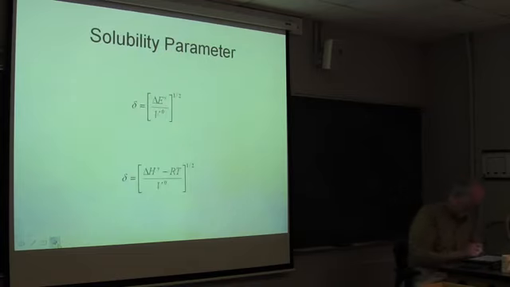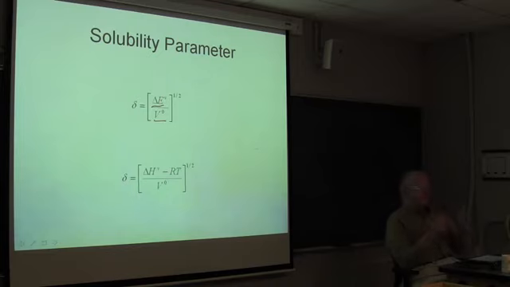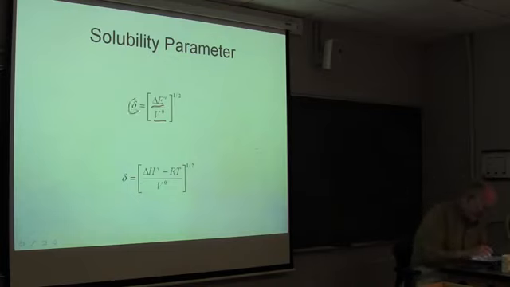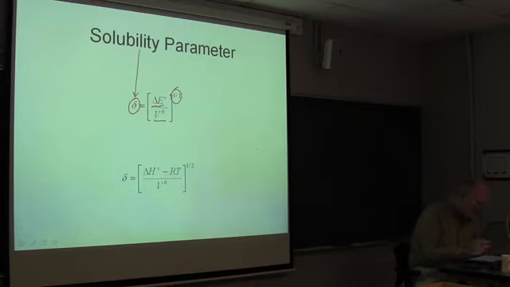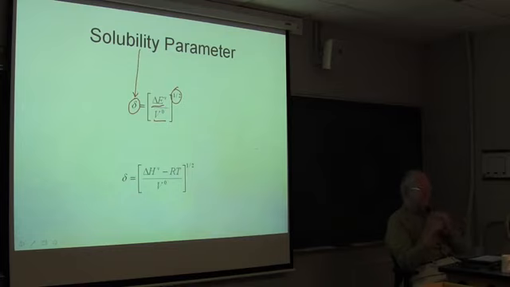Okay, now, this ratio of energy of vaporization to volume appears so many times in these equations that your hands fall off writing it over and over and over. So they have introduced this terminology. They represent the square root of that ratio as a number called the solubility parameter. It's a characteristic of the pure substance.